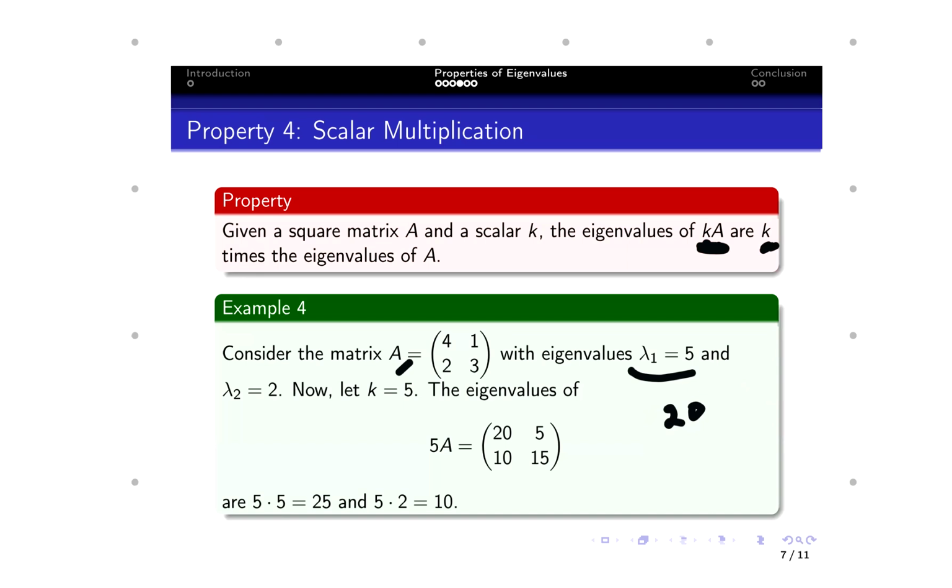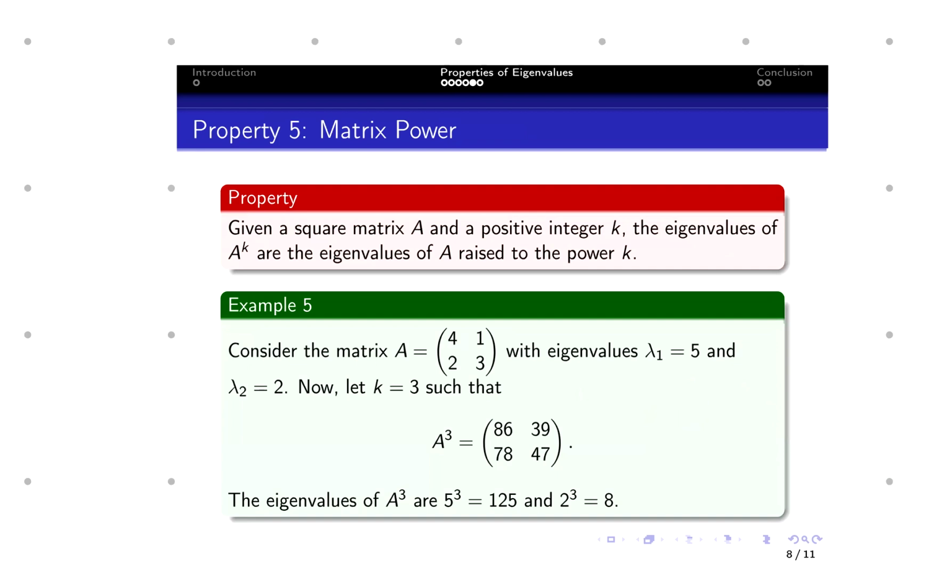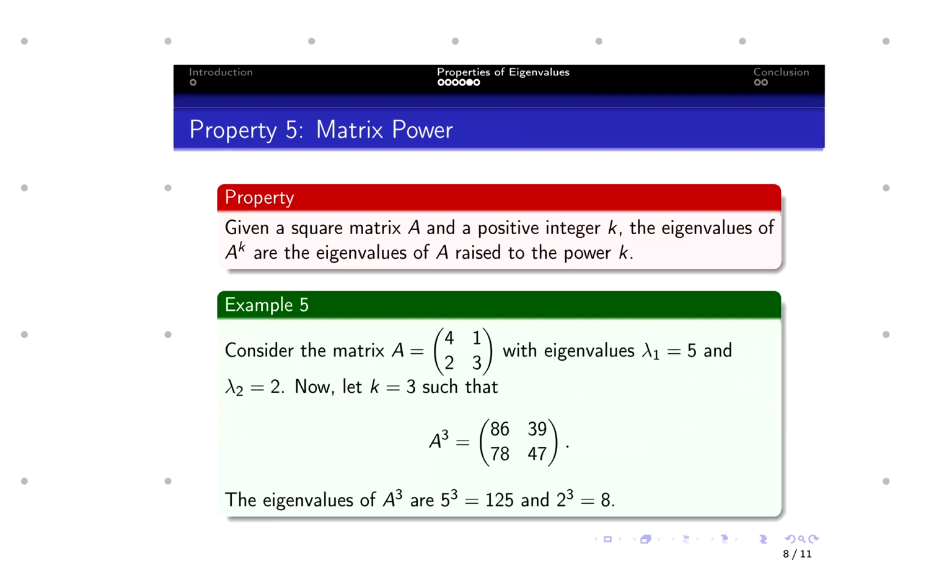Matrix power. Given a square matrix A and a positive integer K, the eigenvalues of A raised to power K are the eigenvalues of A raised to the power of K. So for instance, again, you have that matrix A, the same matrix we've been working with. Consider matrix A, which is 4, 1, 2, 3, with eigenvalues lambda 1 equals 5 and lambda 2 equals 2. Now let K be 3. If you raise this matrix to power 3, this is what you get: 86, 39, 78, 47.